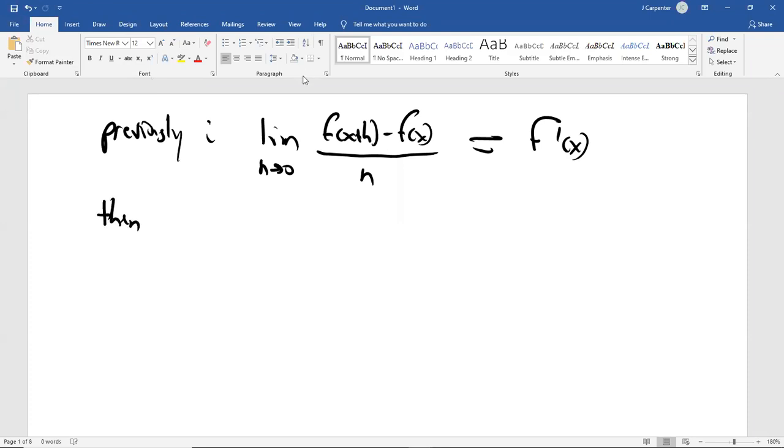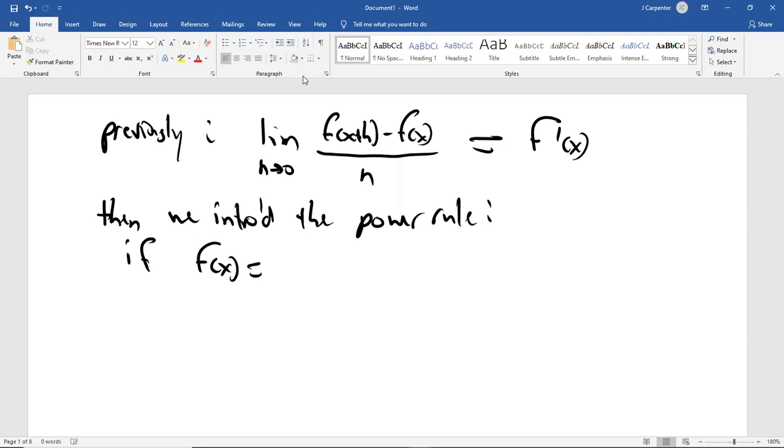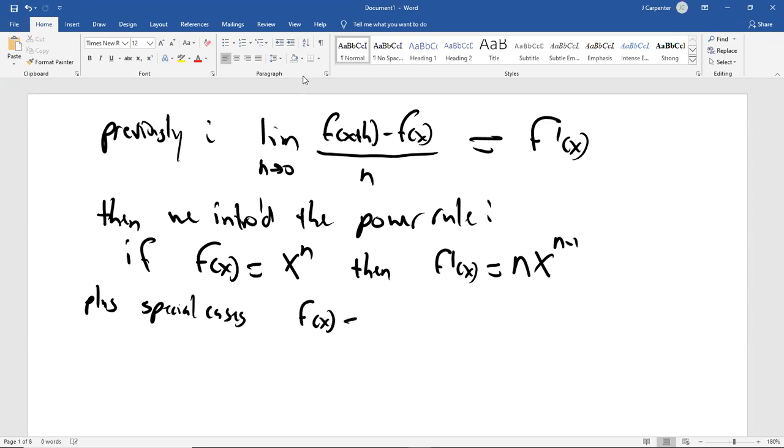Then we introduced the power rule. We said that if your function was of a specific format, a polynomial with just your general x to the n term, then for the derivative, f prime of x, you took the exponent, brought it out front, left the x there, and then dropped the exponent by 1. We also had special cases, where if your function was a constant, the derivative was 0, or if your function was just linear, a number times a variable to the first power, then the derivative was just the coefficient. And we related those geometrically as well as algebraically as to why they work. And we also showed with the power rule that it worked too.